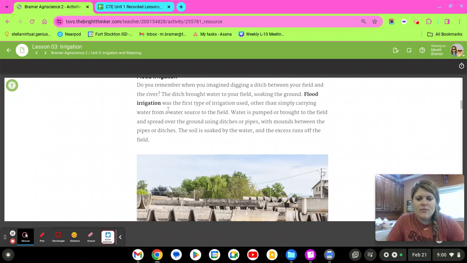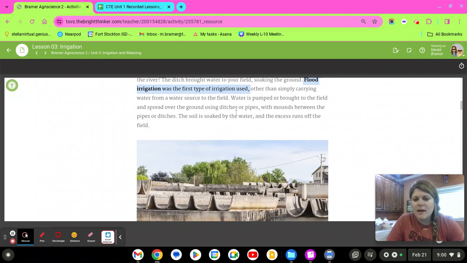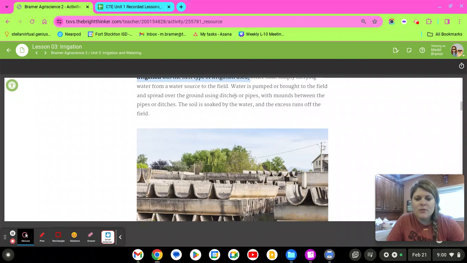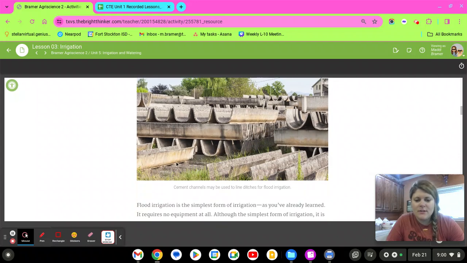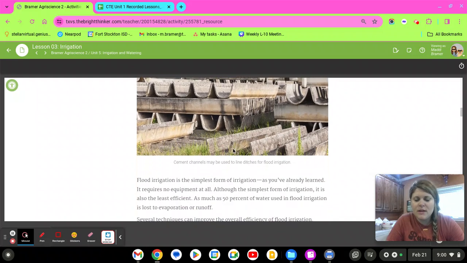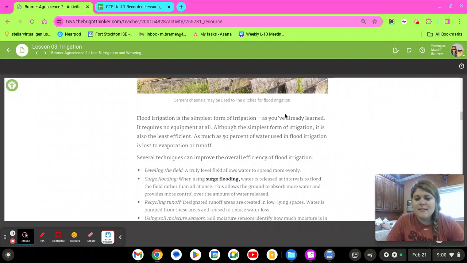So flood irrigation was the first type of irrigation used, other than simply carrying water, to water a field. Water is pumped or brought to the field and spread over the ground using ditches or pipes, with mounds between the pipes or ditches. The soil is soaked by the water and excess runs off the field. So there's some cement channels that they may use in the ditches for flood irrigation. It's the simplest form. It requires no equipment. You don't have to have technology.